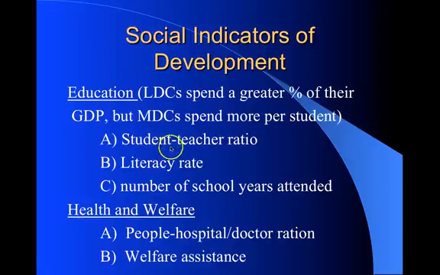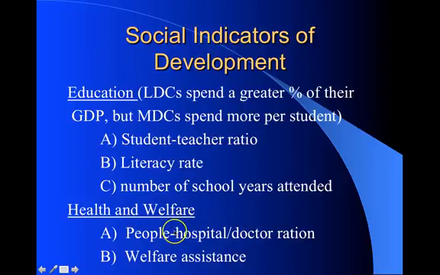Now, when you're talking about education, you're talking about things like the student to teacher ratio. In more developed countries like us, we might have 30 students per one teacher. In less developed countries, it might be 60 or 70 students per one teacher. Literacy rate, you're going to have almost 100% in many more developed countries, 97, 96%. Less developed countries, maybe you're in the 80s or 70s. Number of school years attended, obviously more developed countries, going to be higher than less developed countries with our compulsory school education.